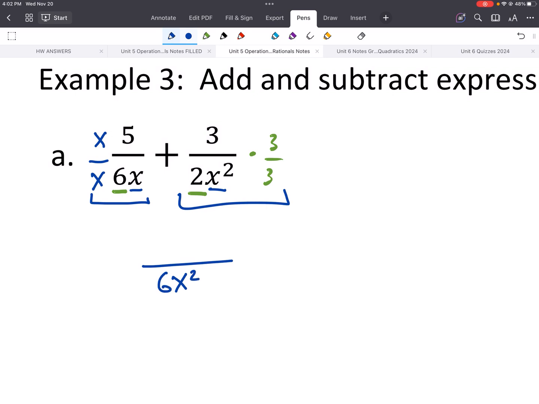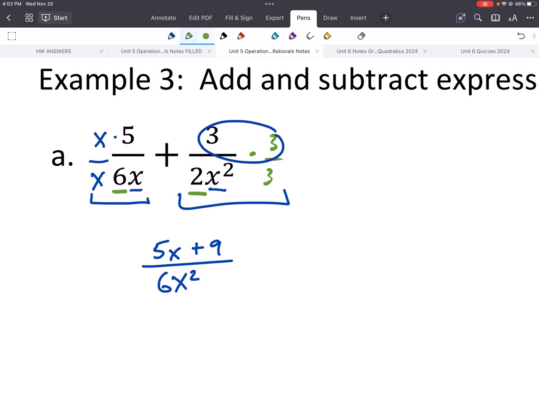And then for the numerators, again, we need to multiply this, so this would be 5x, and this would give us 9. And that would be our answer. There's nothing else that we could factor, and there's nothing else that we could cancel or reduce.